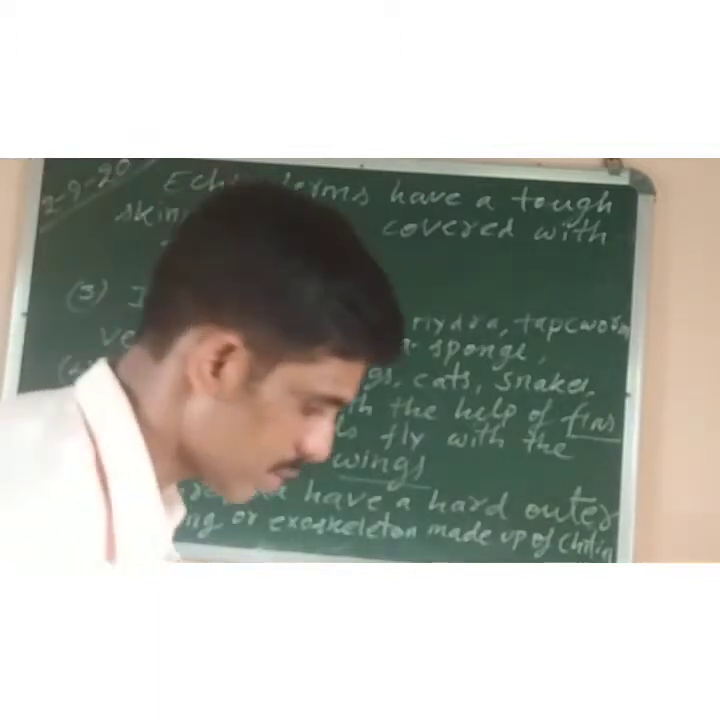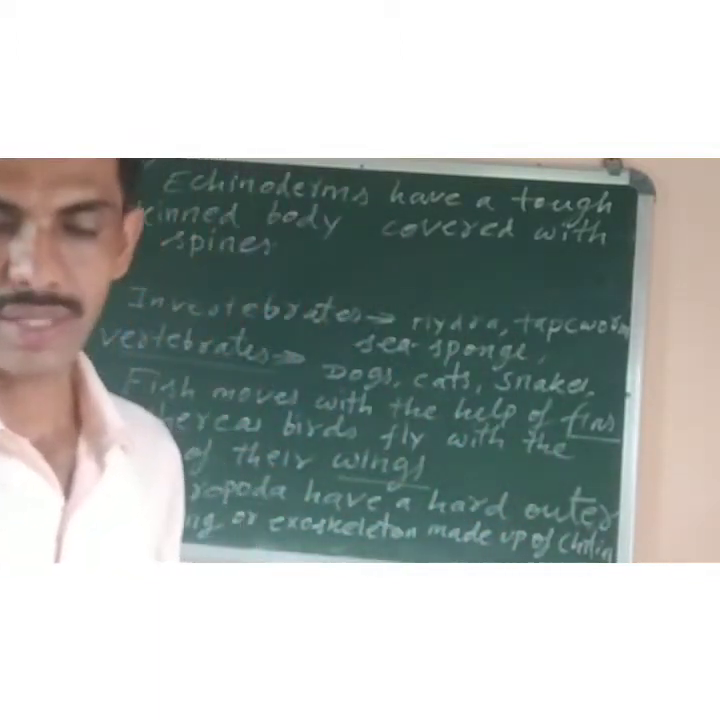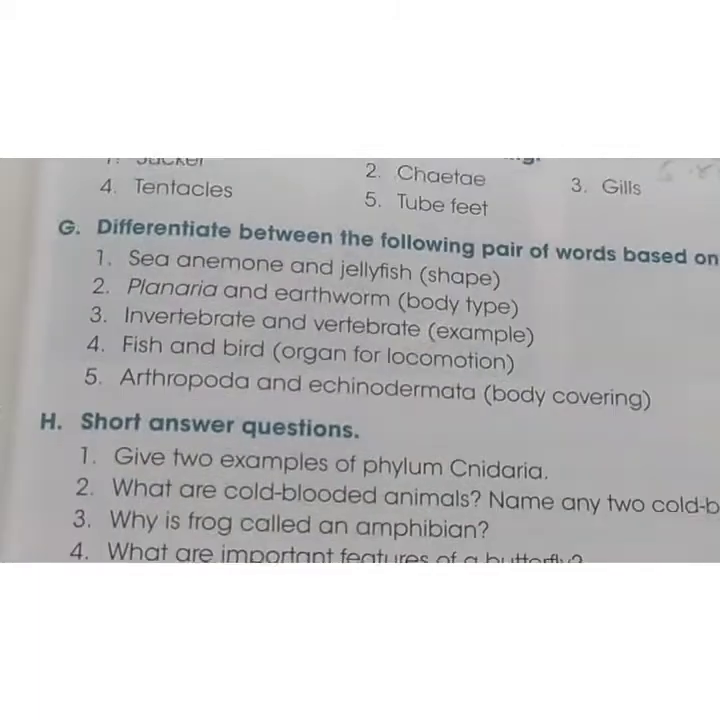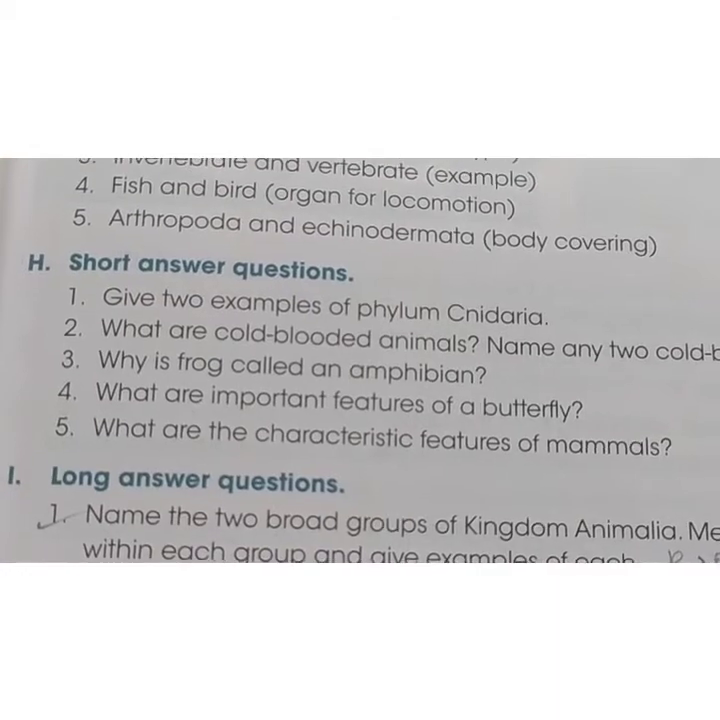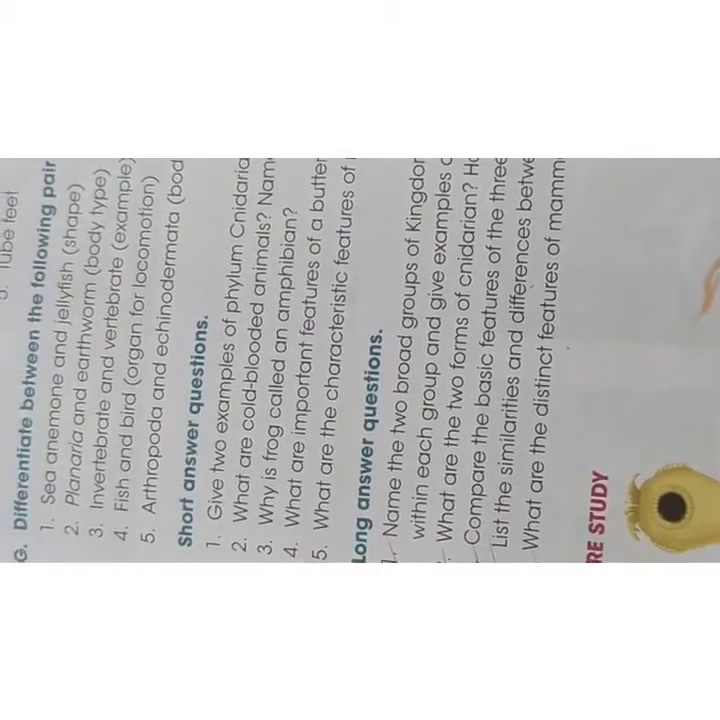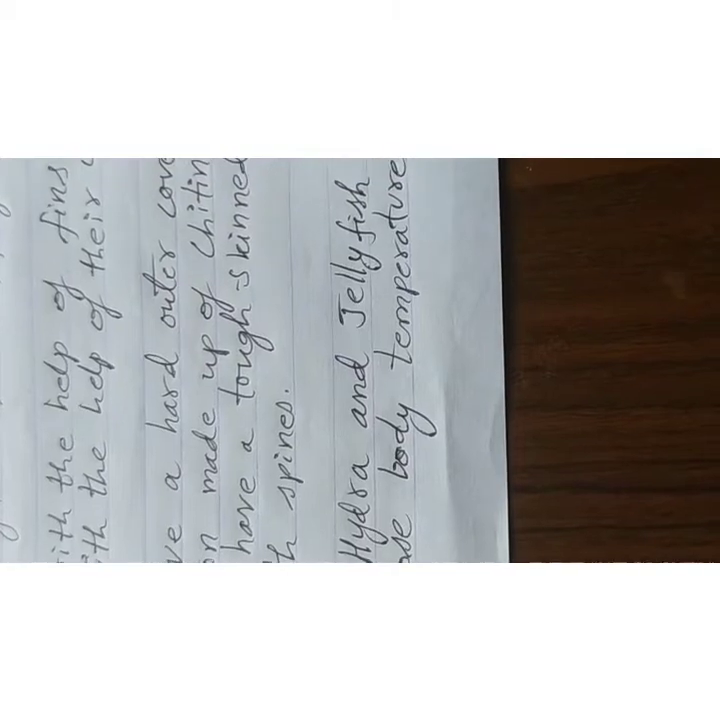Okay, now next question we have to do is short answer and then the long question answers. Okay, now we have the short questions. Number 1. Give two examples of phylum Cnidaria. And the answer is, you have to write Hydra and jellyfish.